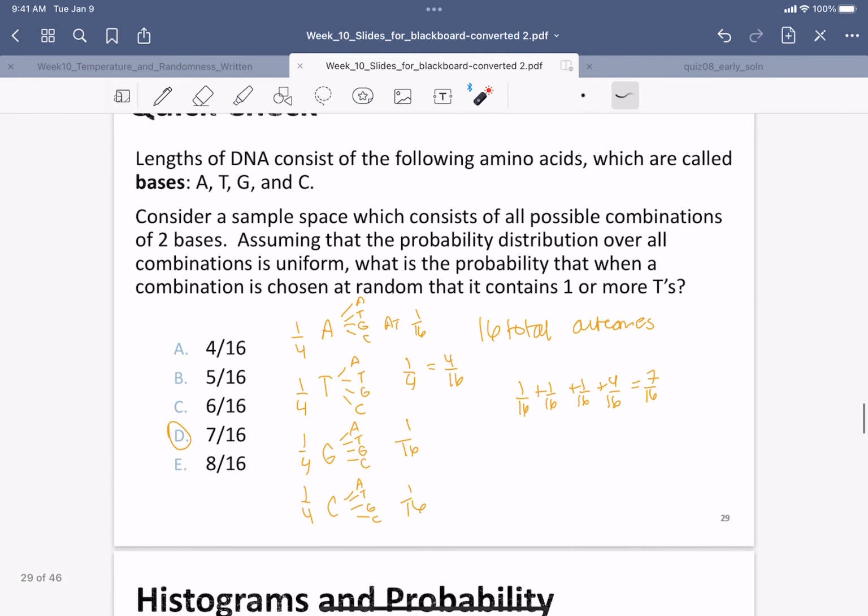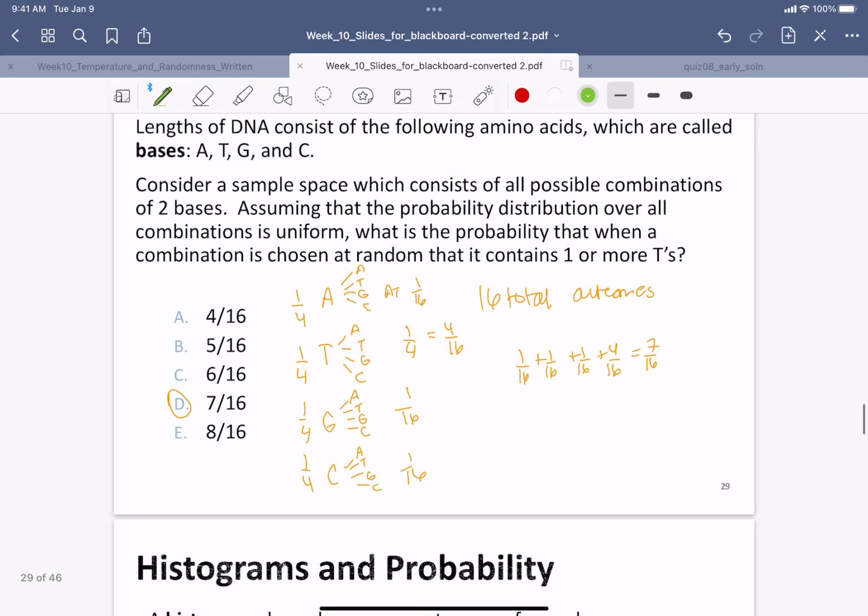So right here they're saying consider a sample space which consists of all possible combinations of 2 bases. Assume that the probability distribution over all combinations is uniform. So that just means that each outcome is the same probability. What is the probability that when a combination is chosen at random, it contains 1 or more T's?